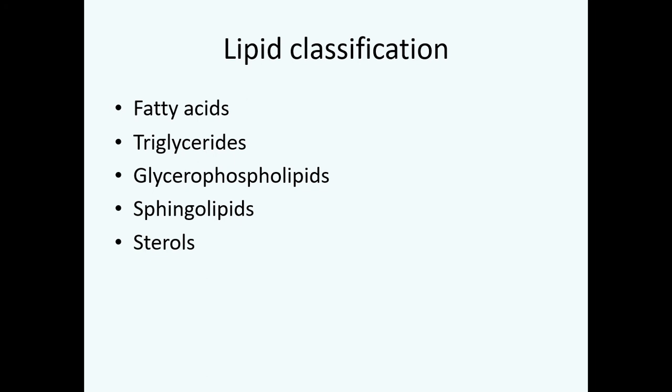Okay, so we have started talking about the classification of lipids, and in this regard, the first thing we have done was to talk about fatty acids. In this lecture, we are going to talk about the other remaining types of lipids. So the next type we are going to talk about is called triacylglycerols. These lipids are also called triglycerides. Triglycerides are made up of glycerol and fatty acids.